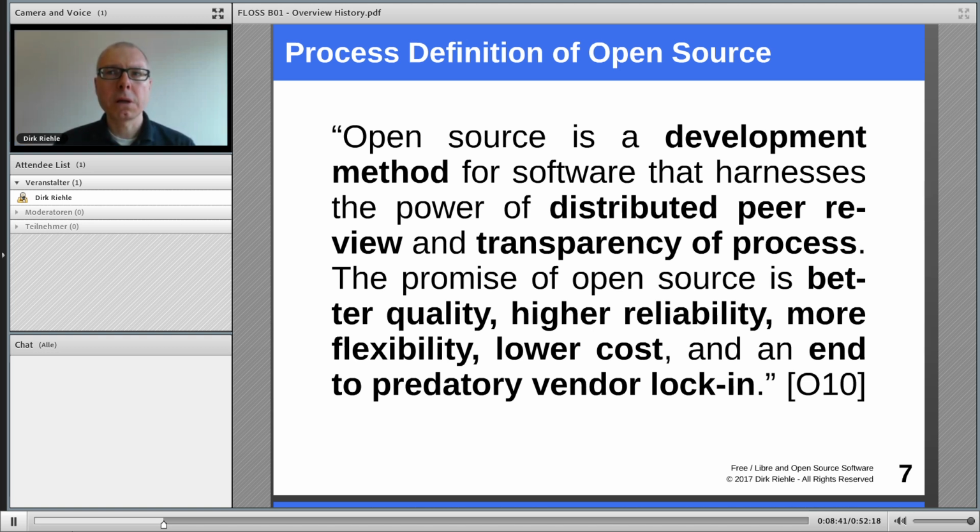From that follow some benefits, which are better quality, higher reliability, more flexibility, lower cost, and above all, an end to predatory vendor lock-in. So there is actually here a political statement in that vendor lock-in, meaning you can only go to one vendor because by way of a closed source license, they only give you closed source, and hence you cannot do what you want along the lines of, for example, the four freedoms or the openness of open source licenses. And that is considered or sometimes placed out in a predatory way. So yes, there is also a political aspect to open source software.